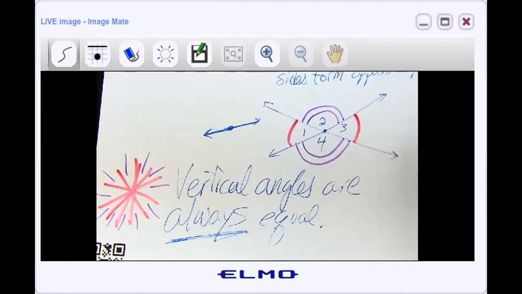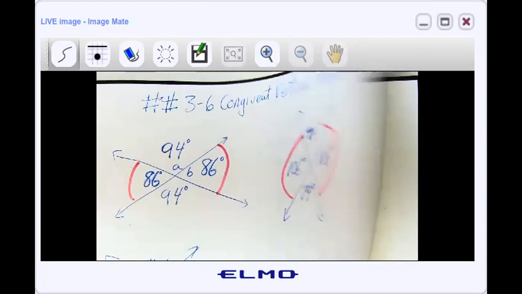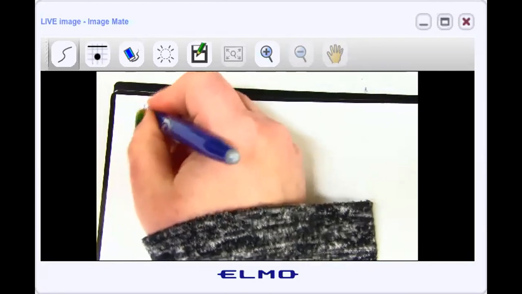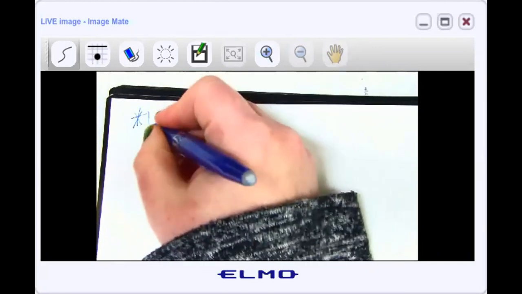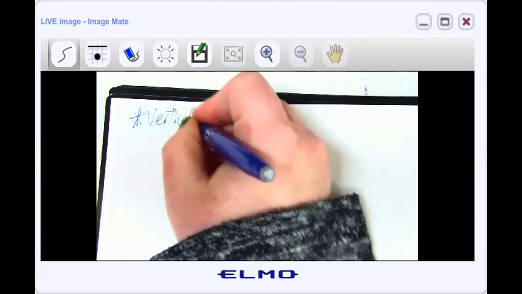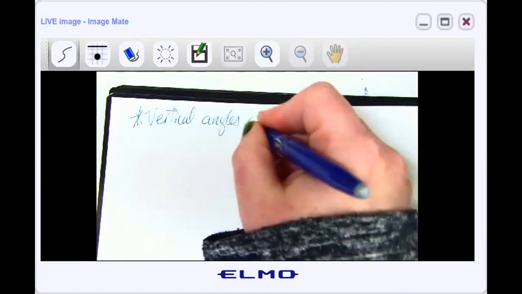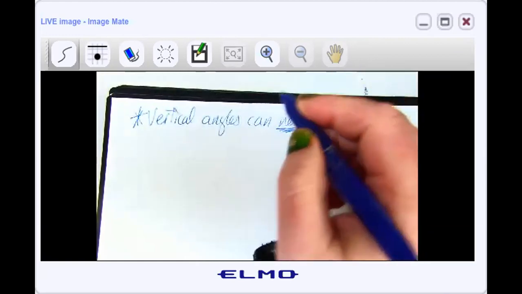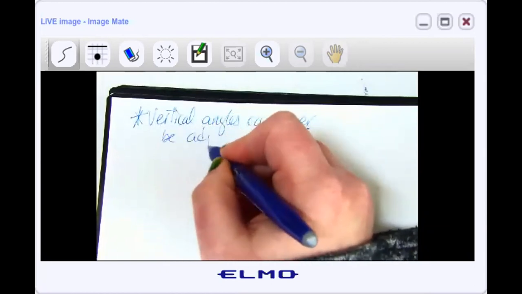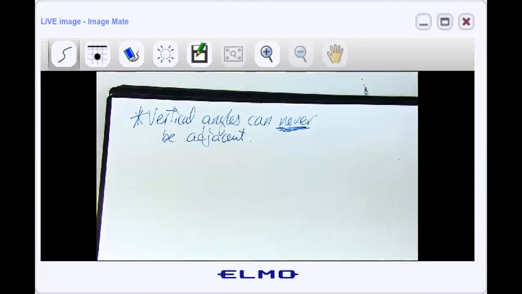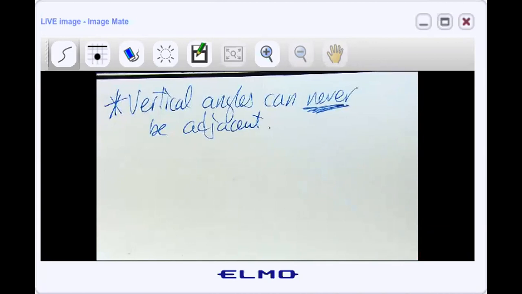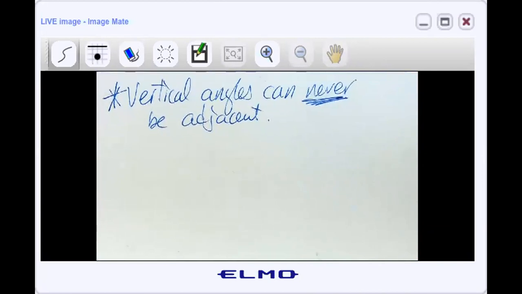All right, so now let me show you what vertical angles are and are not. So I'm going to start off with a star right here, and I'm just going to remind you, or I guess not remind because I've never told you this, but vertical angles can never be adjacent. There can never, ever, ever be next door neighbors. So if you have two angles that are literally next door neighbors that are adjacent, they don't count as vertical angles. They can't. It's impossible because their sides could never form those straight lines. Okay, so that's important to remember.